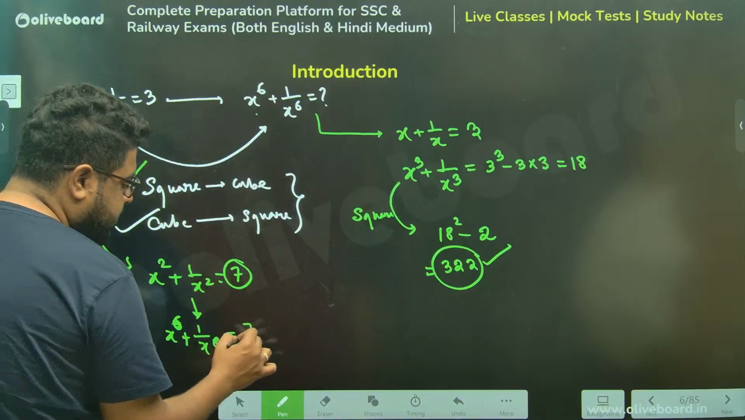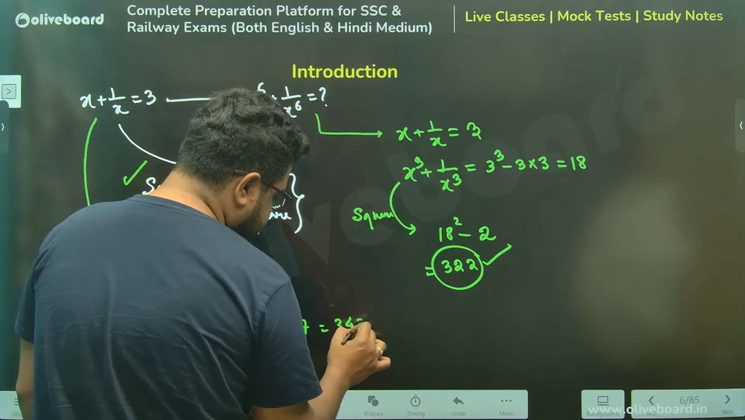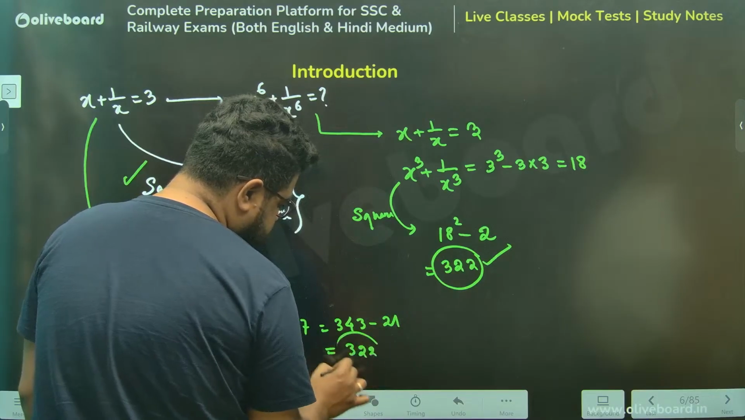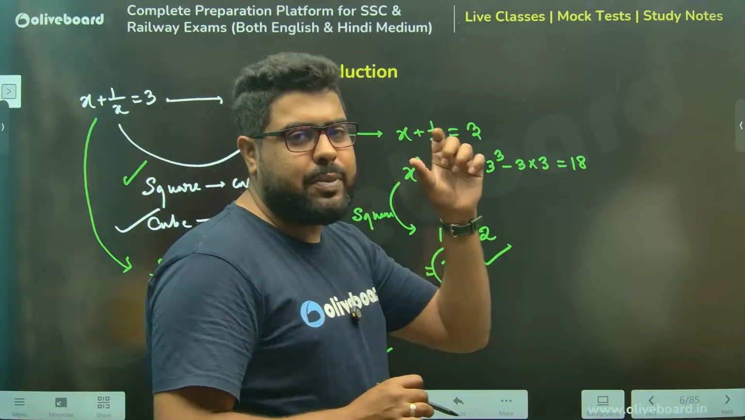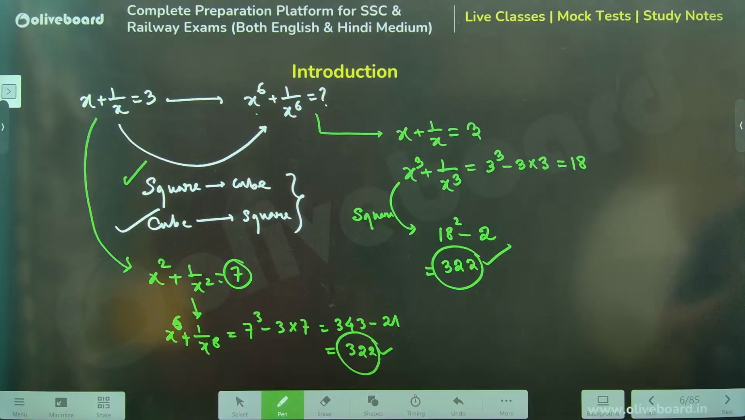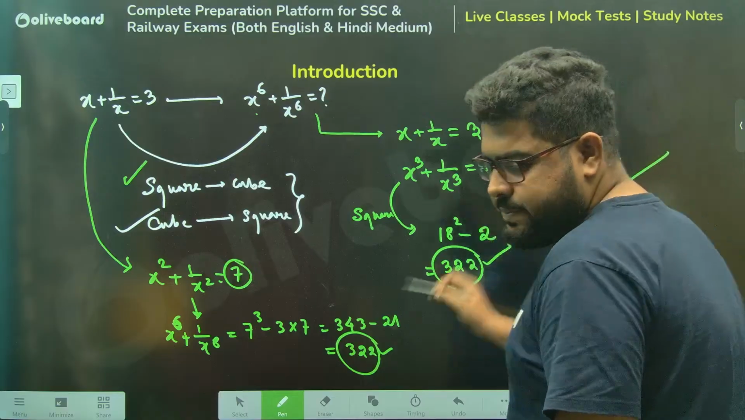This will be, sir, p cube minus 3p. 343 minus 21. That will again be 322, sir. Both ways are correct. But again, I'll prefer, because its number is small, the 3. Both are correct. But in any case, for bigger numbers, I will always suggest do the cube first, then you do the square.